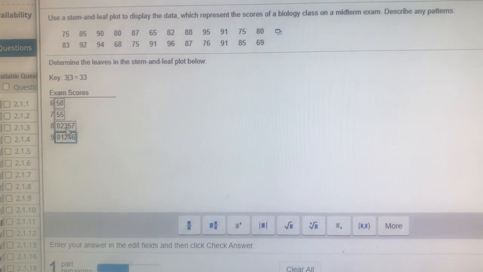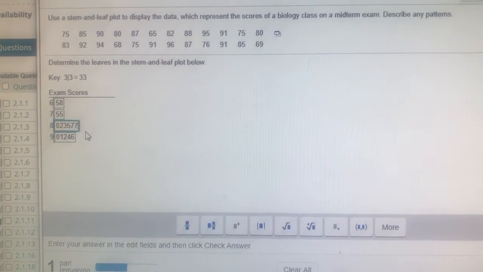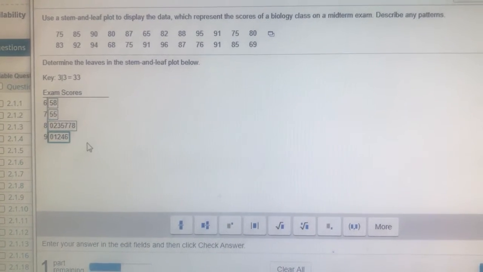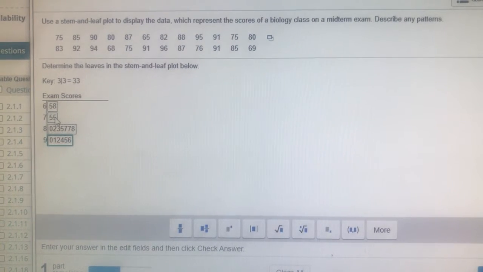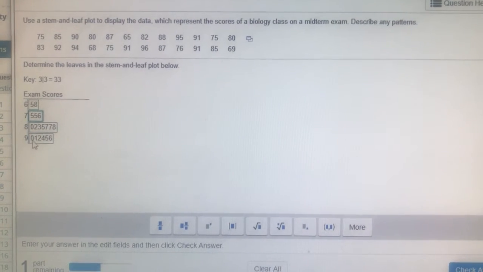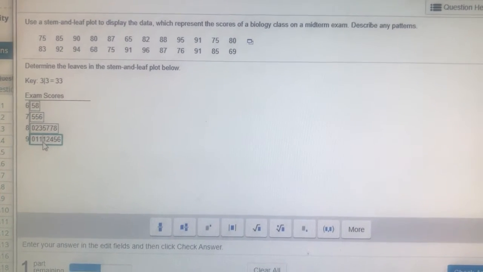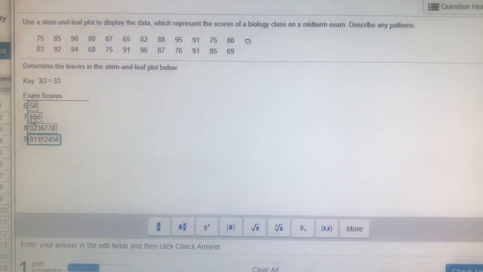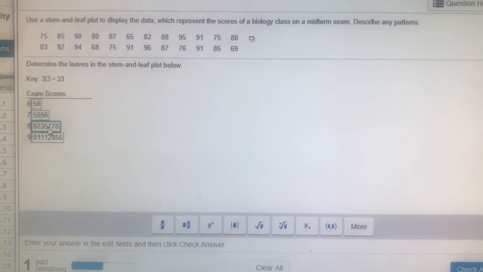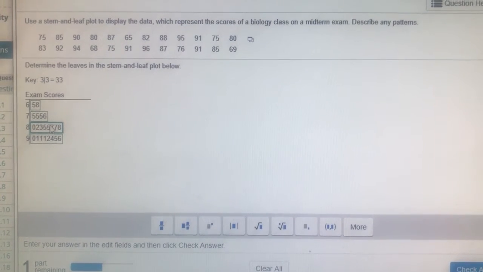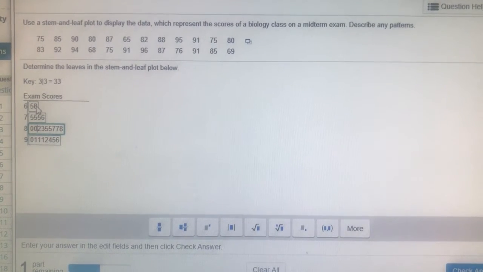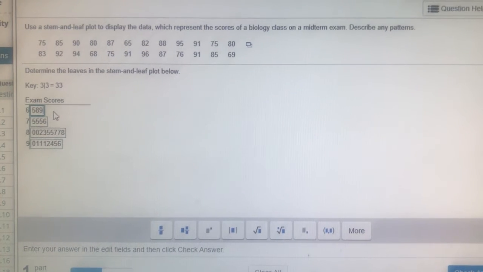88 and 87, so 87, 88, 95 and 76, 95 right here, 76 right there, two 91s, so I'm going to put both 91s in there, 75, let's put another 5 in here, 85, and then I got 80 and 69. And there it is. Okay.